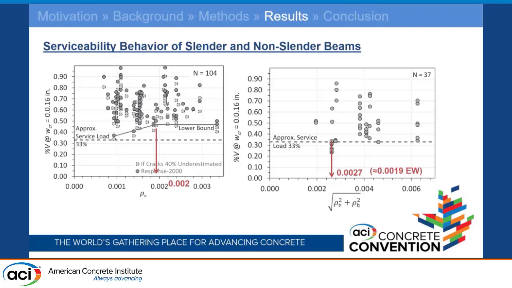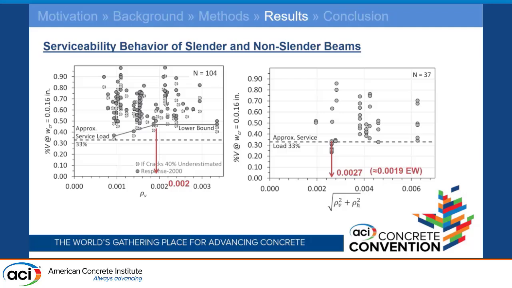Onto the crack data now. This is the crack data for the slender beams, and this is the crack data for the non-slender beams on one slide. Remember, for the slender beams, we had to predict the crack width analytically. We said, what if our predictions were off by 40%? If cracks are 40% underestimated and are actually 40% larger, these gray data points slide down accordingly.